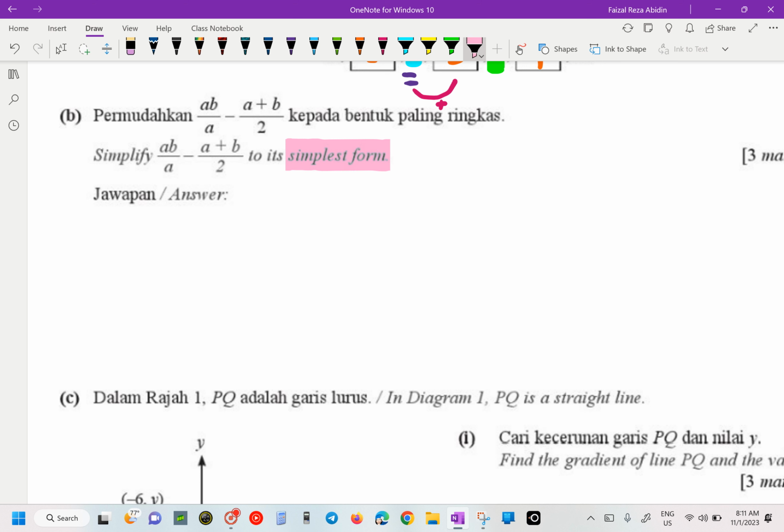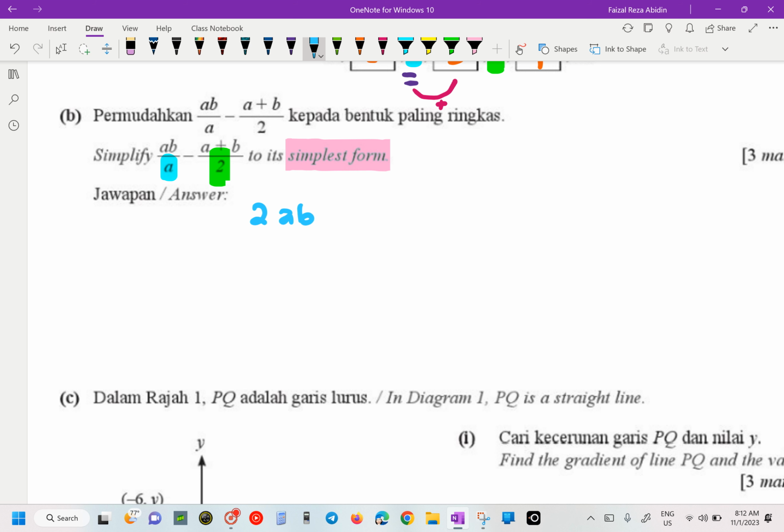Okay. So what should we do first over here? We have the denominator A for the first one, and the second one is 2. Is it the same? No. So we are going to make it the same. The first one, you are going to times by 2. So we are going to get 2AB, isn't it?